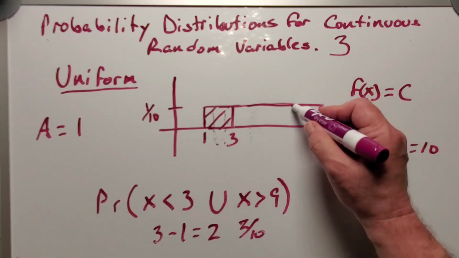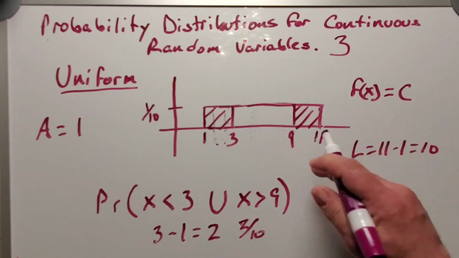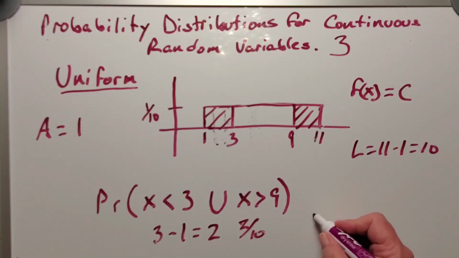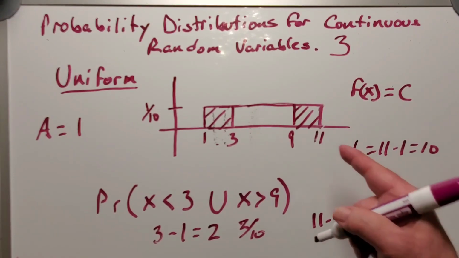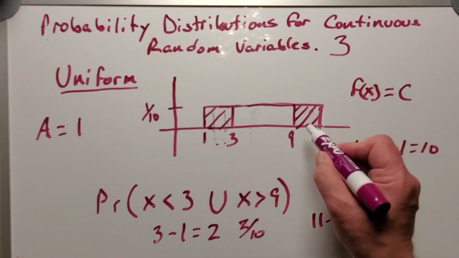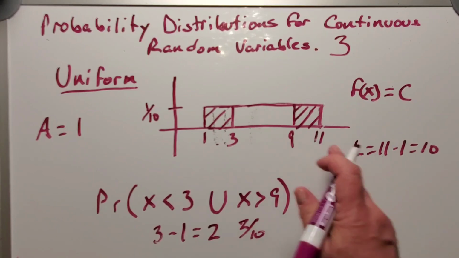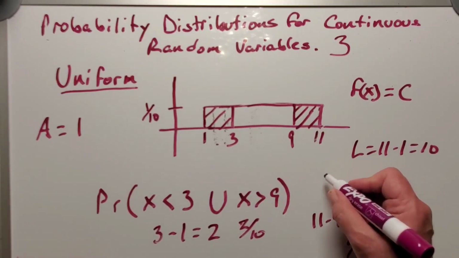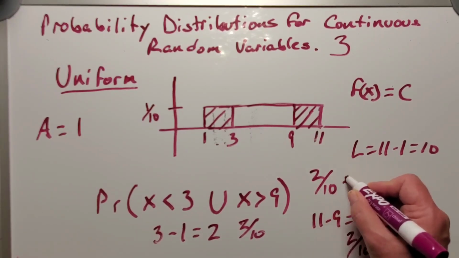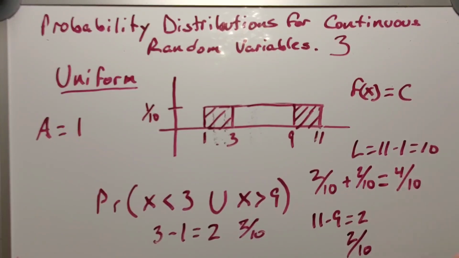And I also want this zone, which is 11 minus 9, or also 2 units. So the proportion or probability represented by this part of the distribution is 2 out of the 10 units. And if we add those together, we get 2/10 plus 2/10, giving us our answer of 4/10.